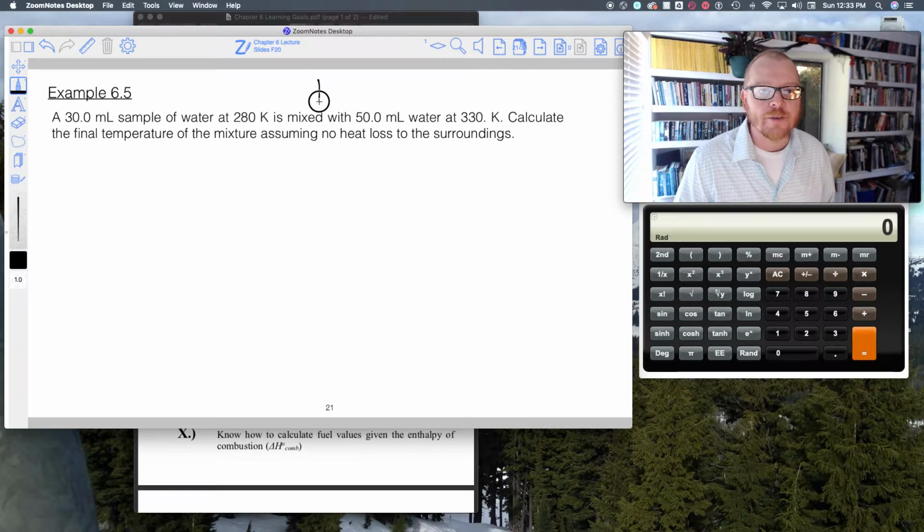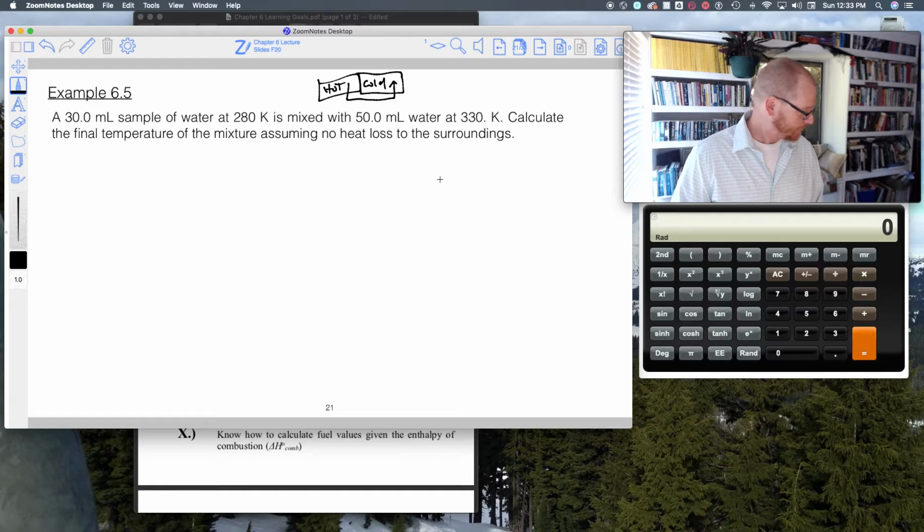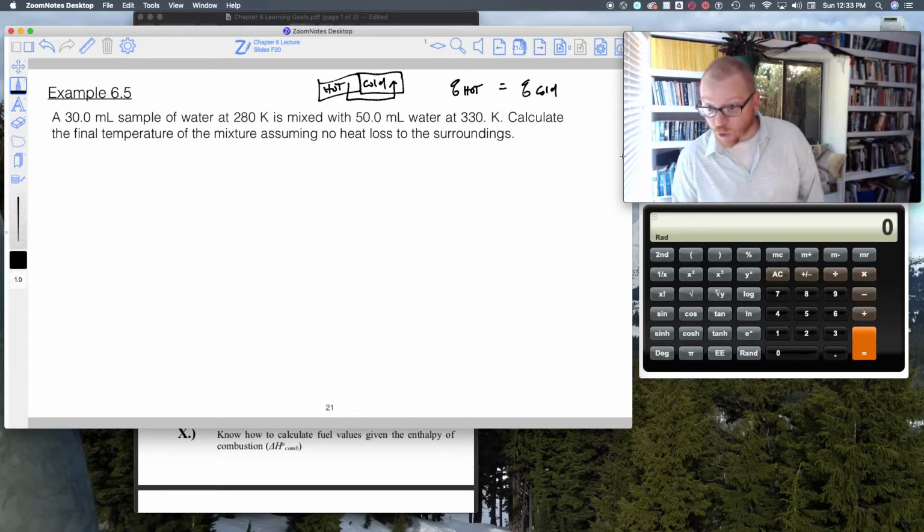When I have a hot object in contact or mixing with a cold object, heat will flow from the hot object to the cold object, okay? So if we look at the heat, the Q of the hot object, the heat delivered to the hot object has to be the heat absorbed by the cold object, right? Because if we're assuming there's no heat loss to the surroundings, that's like saying this whole thing is in an isolated container, okay?